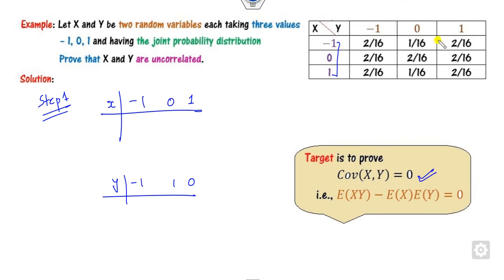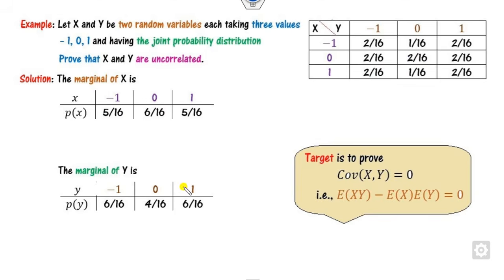So we can take the addition row-wise. It will give you the marginal of x. So it will be 5/16, then 2, 4 plus 4, 6/16, then 2, 4, 2, 2 and 1, that's 5/16. Similarly you can add column-wise. You will get the marginal of y.